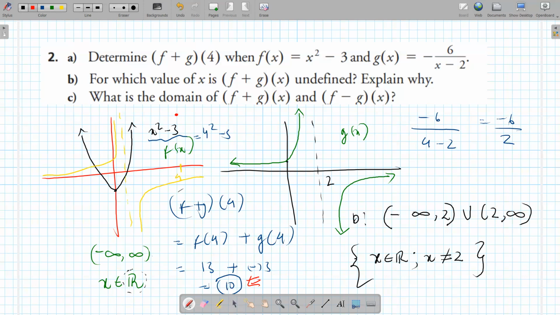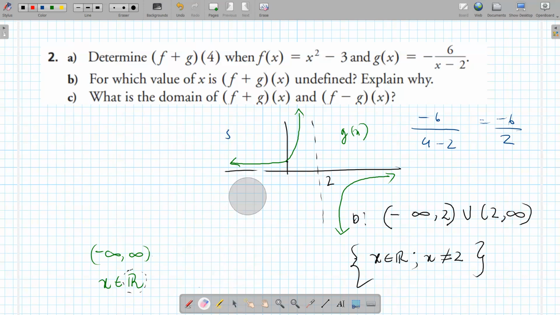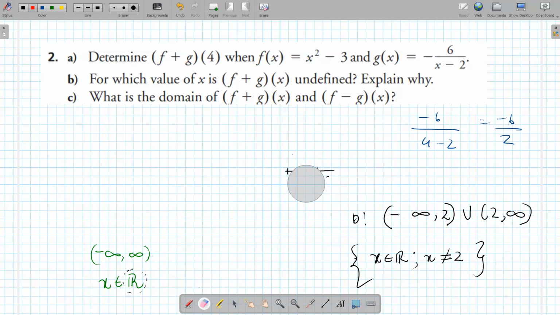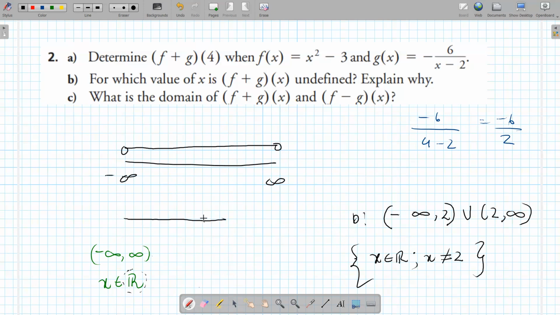What do you think the domain is? And remember, the domain is where both the functions are valid. Or if you want a number line approach, we can get rid of these sketches. You want to see where the domains intersect. So the first one goes from negative infinity to infinity all the way through the number line. The other one does something very similar, except it's going to take a break at positive 2.